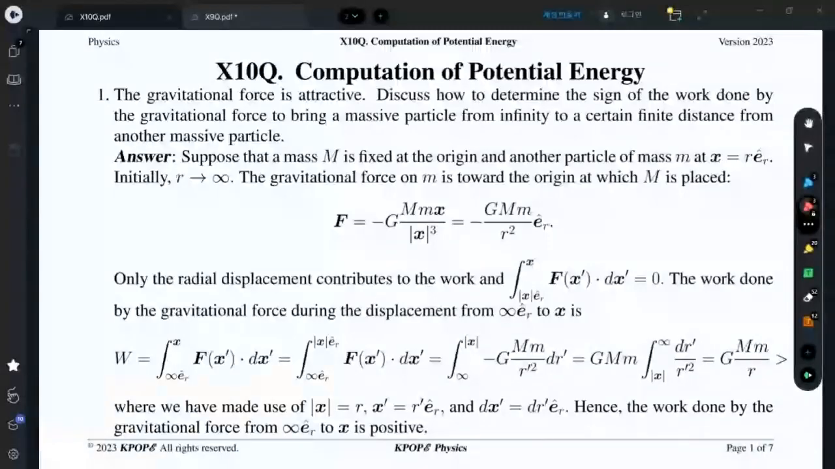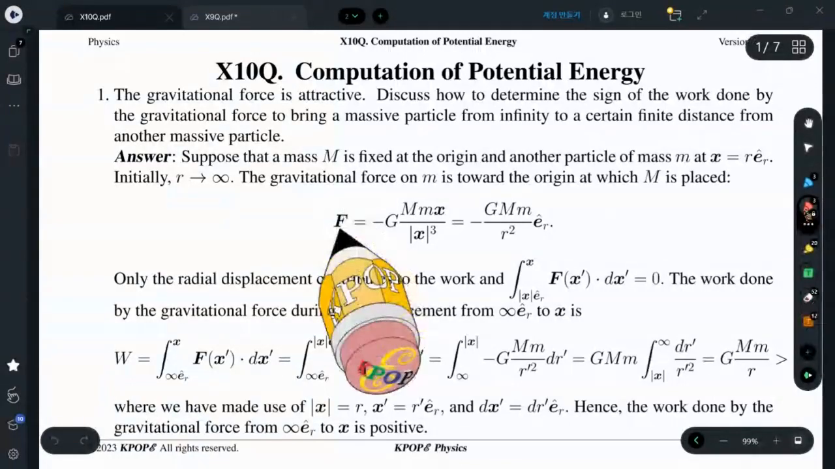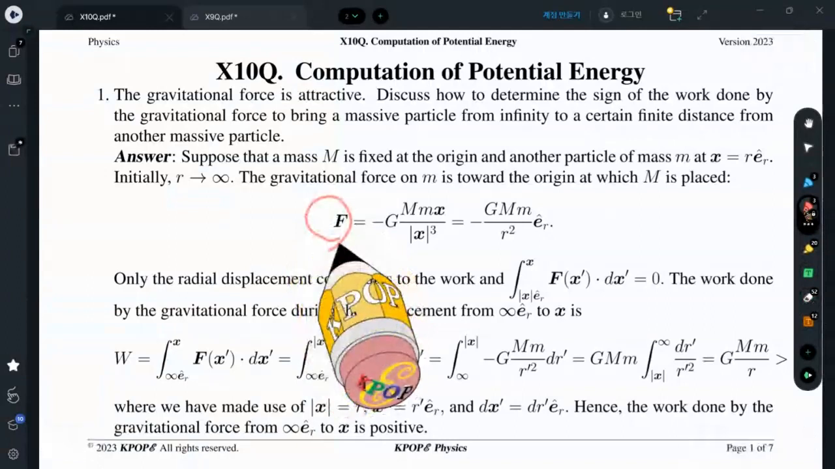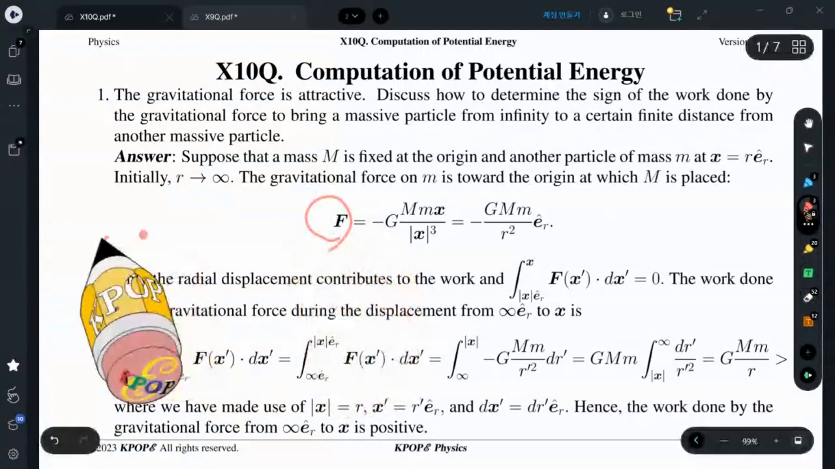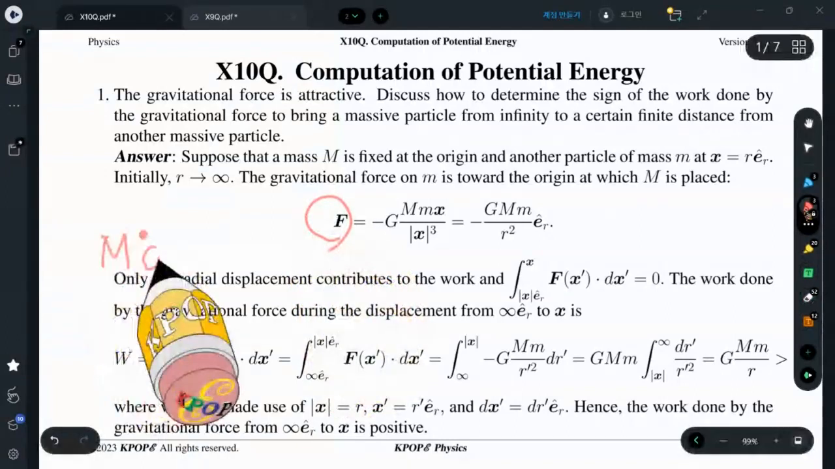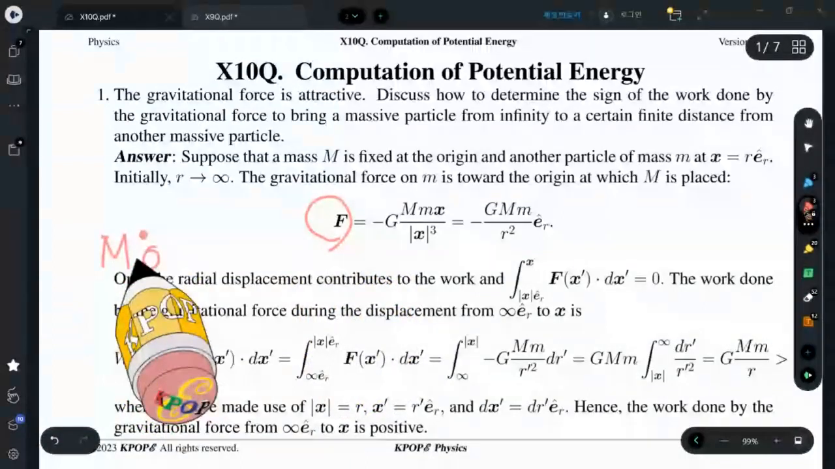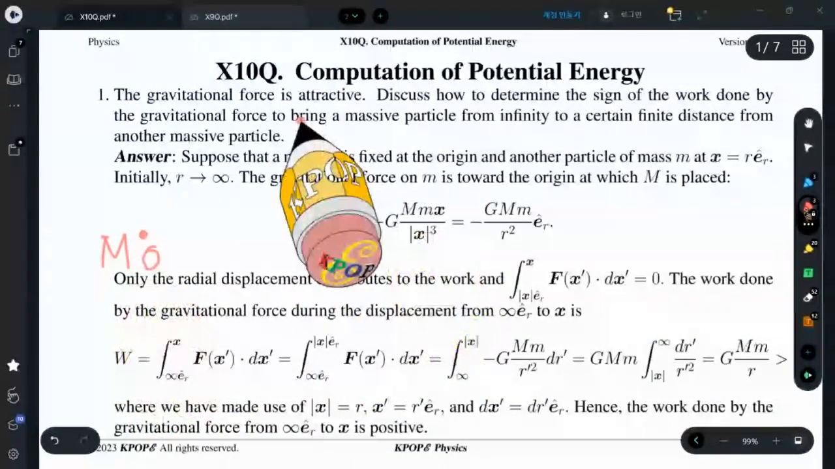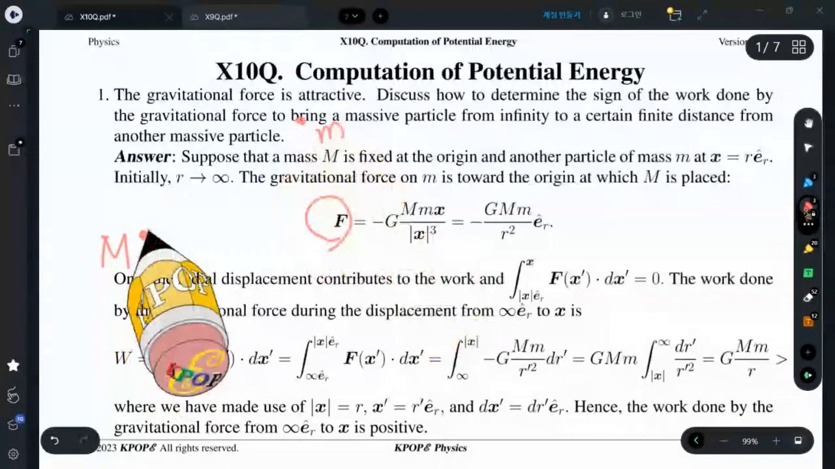Computation of potential energy. This is the gravitational force. We have a capital M placed at the origin and small m placed here, whose position vector is given like that.